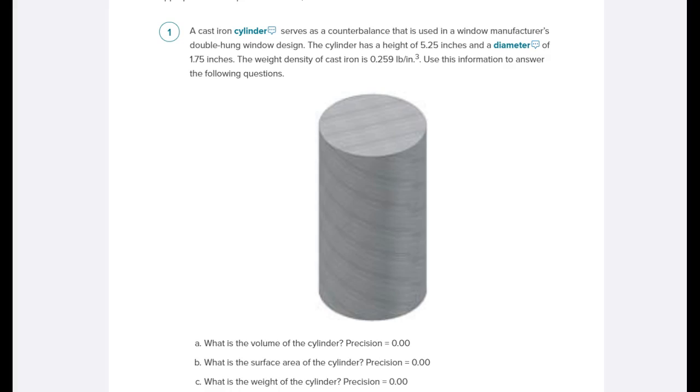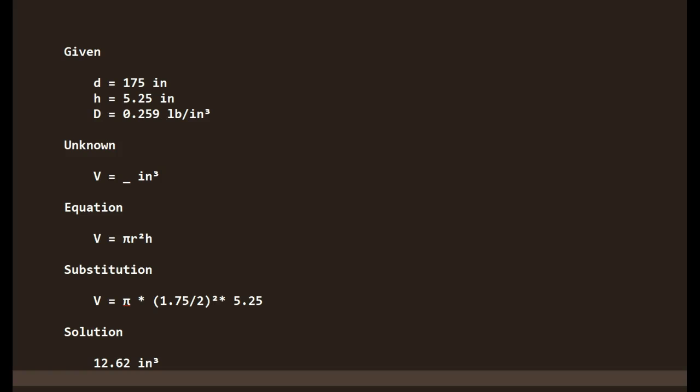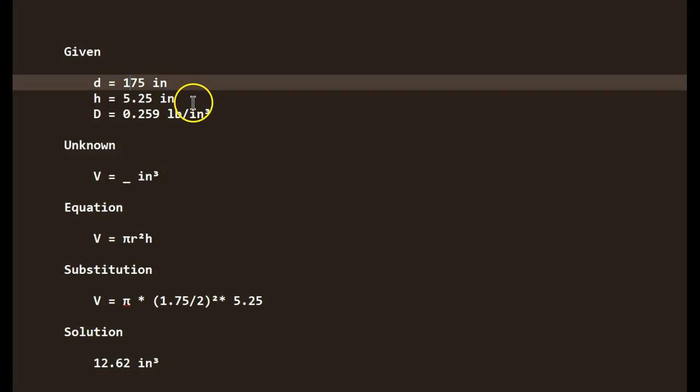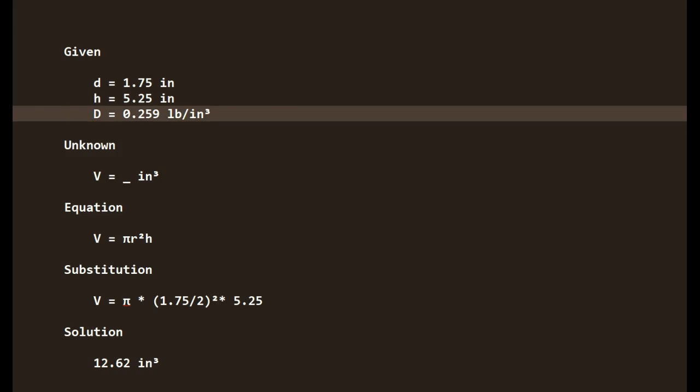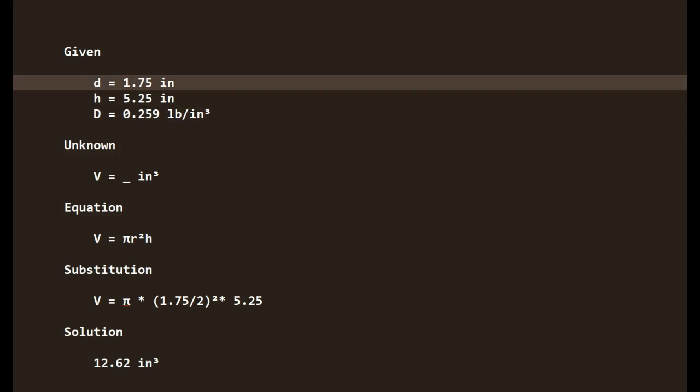So if we were to use G.U.E.S.S to solve this problem for step A, we would go like this. We're going to look at what is given to us in the problem, and I see that I have a diameter of 1.75 inches. I am also given a height of 5.25 inches and a density of 0.259 pounds per cubic inch. Notice how I wrote the term and the number and the unit with everything that was given to me. This could also include constants like the acceleration due to gravity and things like that. So once I have the numbers that the problem provides, I can continue with the problem solving process.